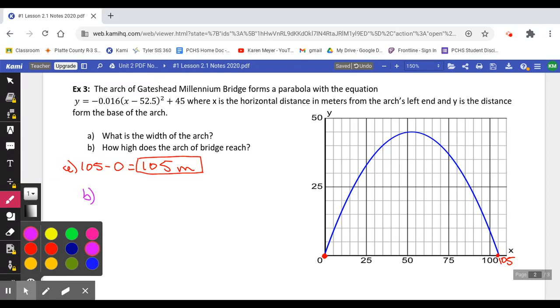Part B, how high does the arch of the bridge reach? Well, how high is asking for the max value, the max height. So I'm going to come over here and find my vertex. Does everybody agree this looks like my vertex right here? Then I'm going to follow it across and figure out the y value. Once again, we go by 5s. So to me, it looks like the max height is 45 meters.